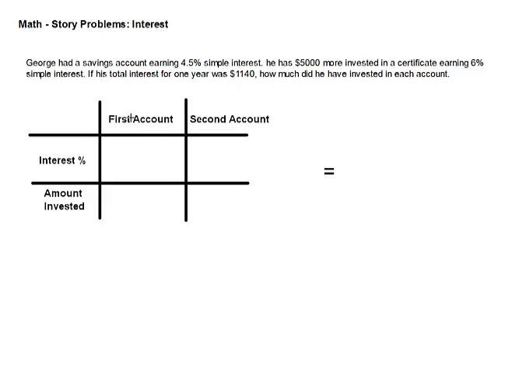Well, first off, in his first account, we know the interest is 4.5%. And we need to change this to a decimal. So we have to move the decimal over 2 spots to change it from a percent to a decimal. So in the first account, the interest would be 0.045. And the second account, we see a 6%. So again, if we change that to a decimal, 0.06.